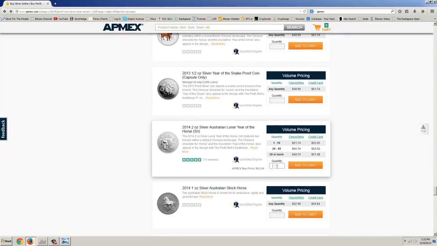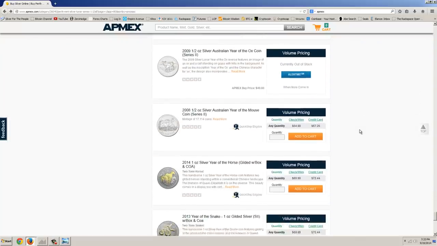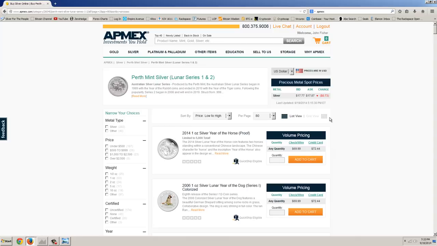So we're at the 2 ounce horse, and you can see they've got 297 of those left, and they're at $49.74 if you buy 50 or more. So we're talking about a silver price of about 25 bucks or so. So you're talking about 7-8 bucks above spot, but let me show you what happened to the 2 ounce dragon. And I think the same thing, even more so, is probably going to happen with that 2 ounce horse series.